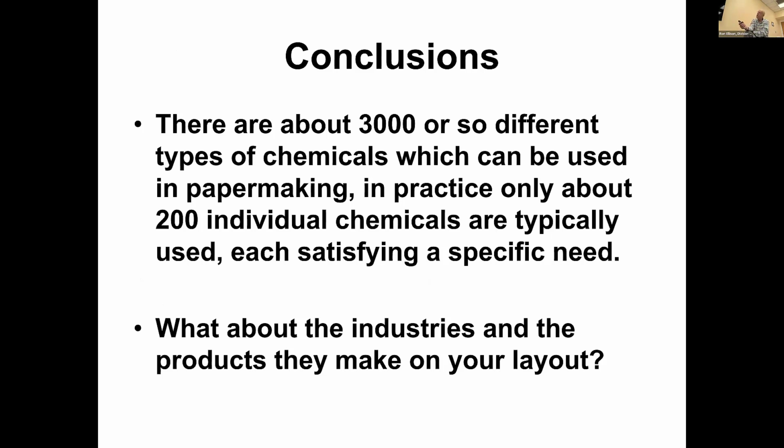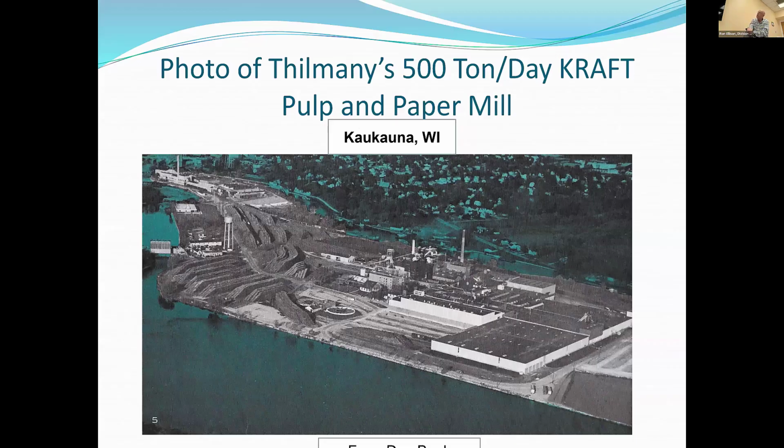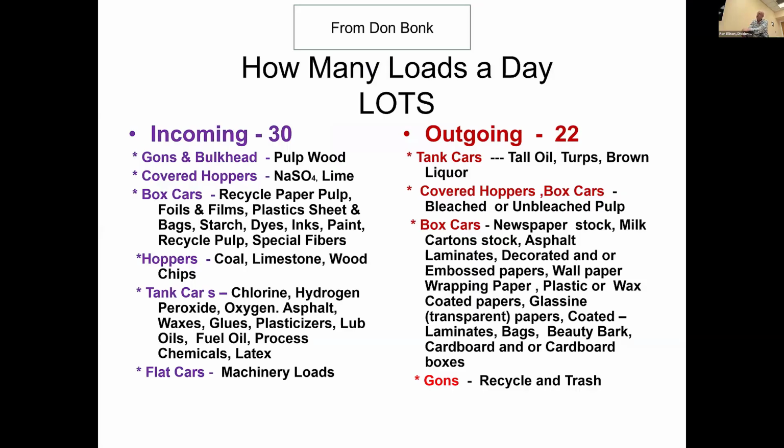So here it was up in Wisconsin. Here's the paper mill that he was doing the presentation on. But then I thought the loads, incoming, outgoing, from his presentation was pretty interesting. Again, incoming 30, outgoing 22 cars. Again, what kinds of things? Gondolas and bulkheads for wood, covered hoppers, box cars, hopper cars, tank cars, and flat cars were all incoming loaded cars to this paper mill.